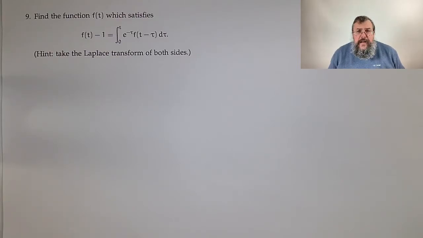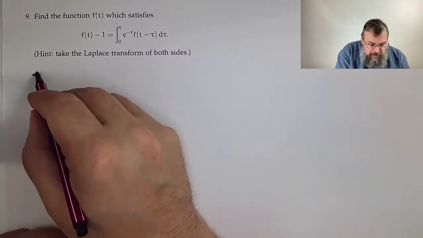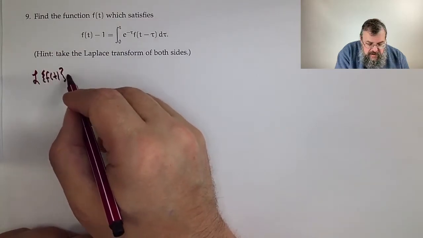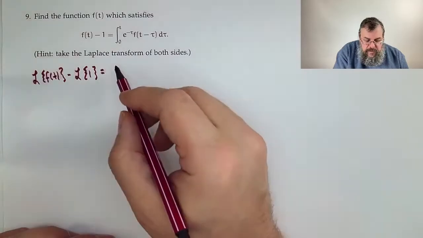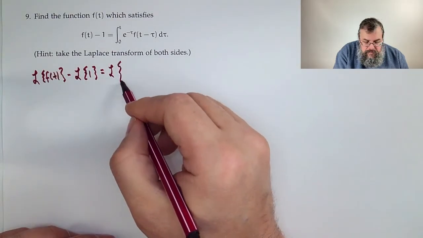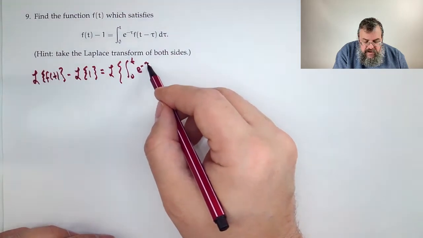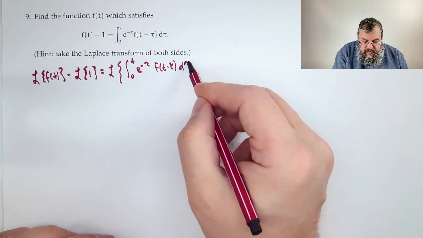The hint wouldn't lie, would it? Well, I hope not. Okay, so let's do this one. Now, if I take the Laplace transform, well, the Laplace transform of f of t minus the Laplace transform of 1 is equal to the Laplace transform of the integral from 0 to t of e to the minus tau f of t minus tau d tau.